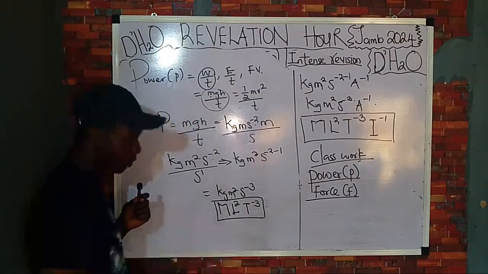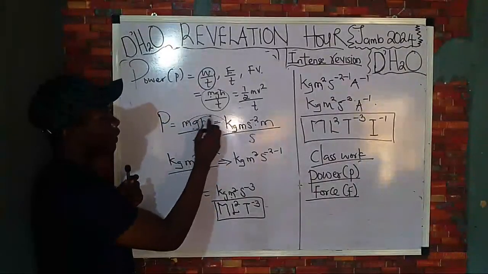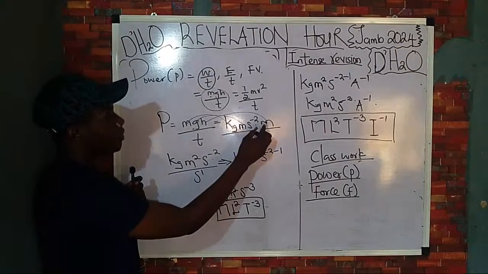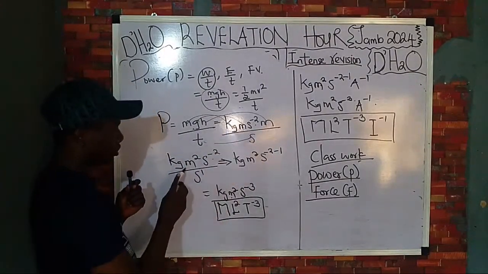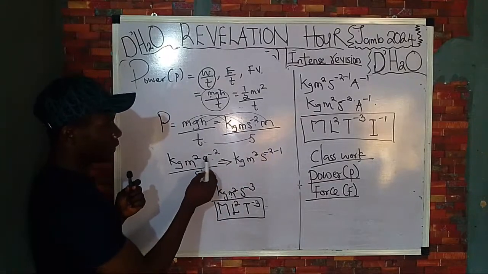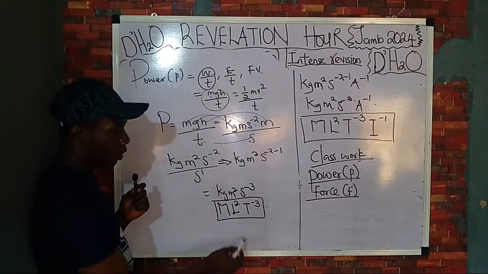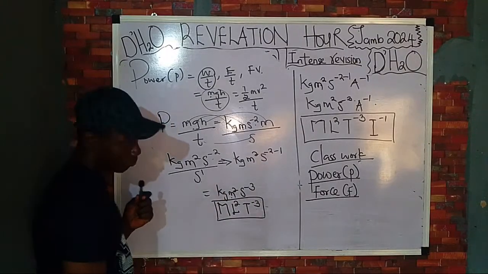So you can mark yourself. Mark yourself. Go back again. Mass is kilogram. Acceleration is meter per second square. Height is meter. Time is seconds. So if you combine meter, you have meter square per second square, and this is seconds. So if you combine these two, you have minus 2 minus 1. Wow, this is the dimension for power.